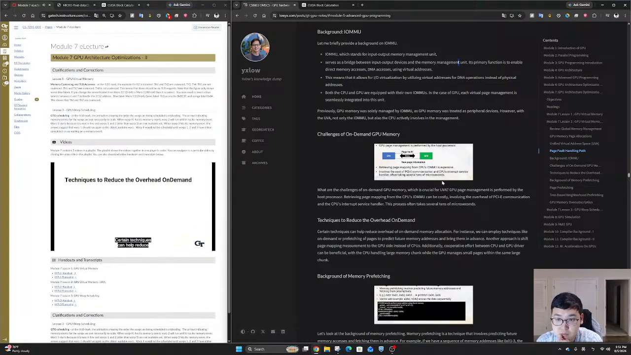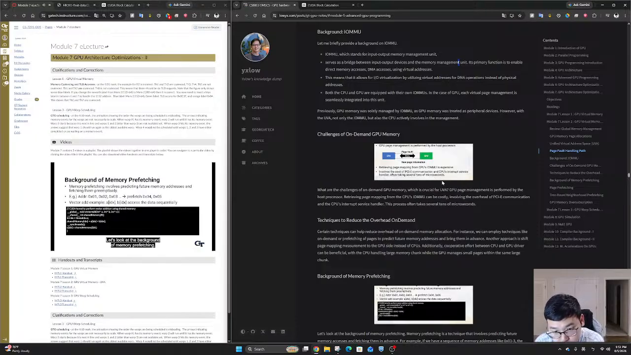Certain techniques can help reduce the overhead of on-demand memory allocation. For instance, we can employ techniques like on-demand or prefetching of pages to predict future memory addresses and bring them in advance. Another approach is to shift page mapping management to the GPU side instead of the CPU. Additionally, cooperative effort between the CPU and GPU driver can be beneficial, with the CPU handling large memory chunks, while the GPU manages small pages within the same large chunk.